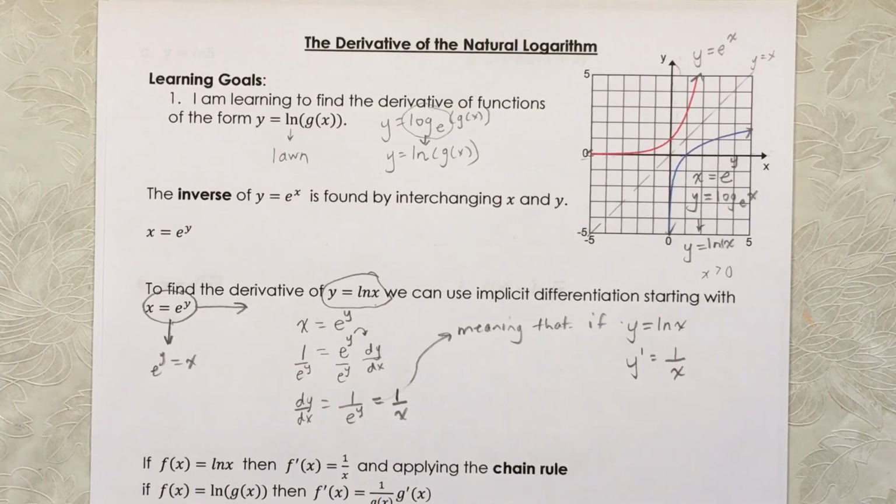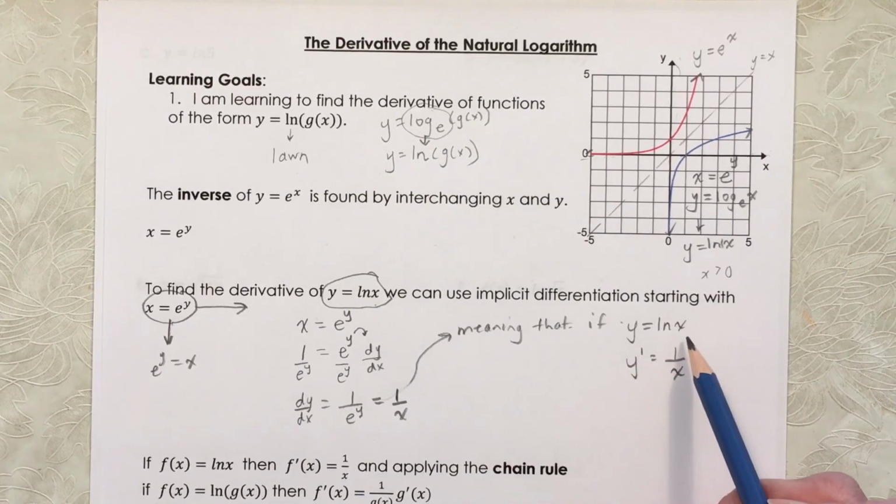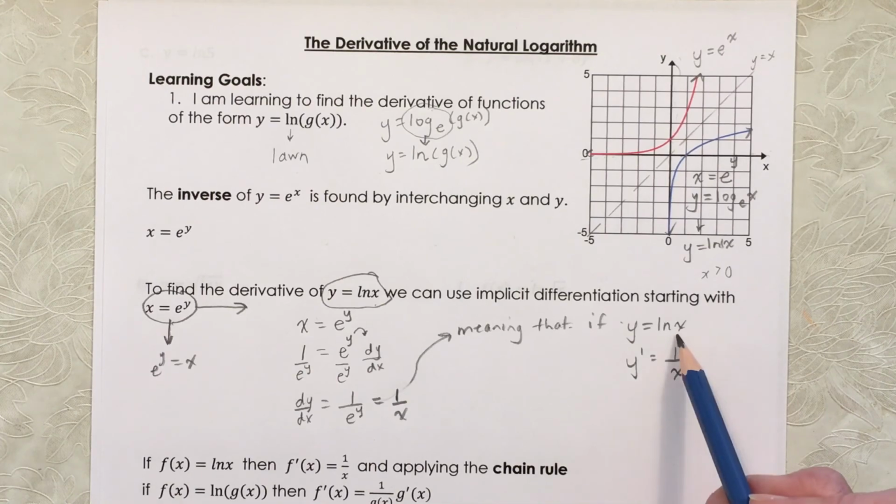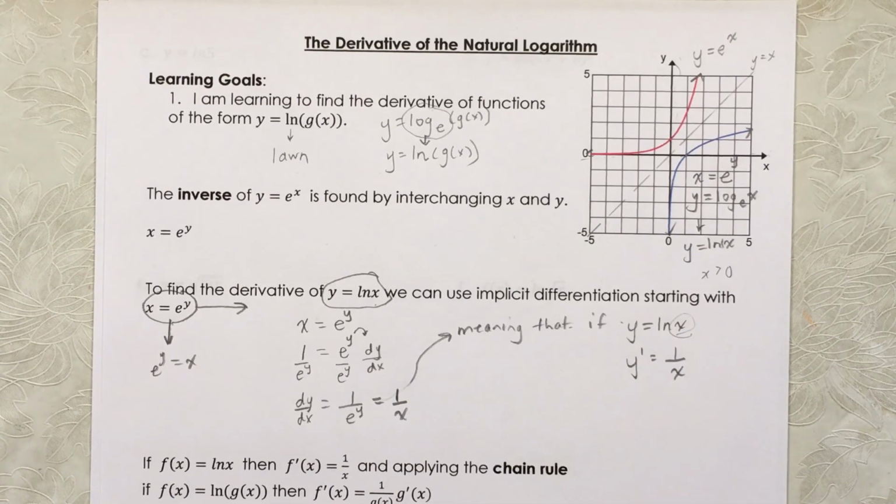Okay, we proved it. Very much like the derivative of e to the x itself is a very simple derivative, simple and beautiful. The derivative of the ln of x is also simple and beautiful. Y prime is 1 over x. Okay?